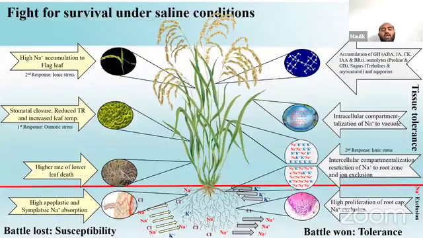So how does rice fight under saline condition? This side is tolerant and this side is susceptible. So how does the tolerance mechanism govern in rice to successfully complete its life cycle? There is high proliferation of root cap, and sodium exclusion, meaning removing the sodium from the root side. Intracellular compartmentalization restricts the sodium into the root zone, and with ion exclusion and intracellular compartmentalization, sodium goes to the vacuole, with accumulation of various osmolytes. So it maintains the turgor pressure.